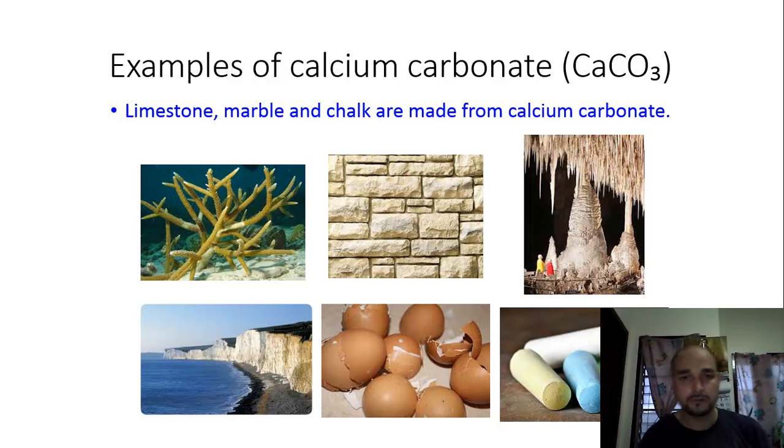And there are 6 pictures there. You see coral from the ocean floor. Coral and seashells are made from calcium carbonate. There are some bricks made from limestone, stalactites and stalagmites in a cave, calcium carbonate, limestone. The white cliffs of Dover from the coast of England, they're chalk formations. And you see eggshells. Eggshells are made of calcium carbonate, and again, colored chalk, calcium carbonate.